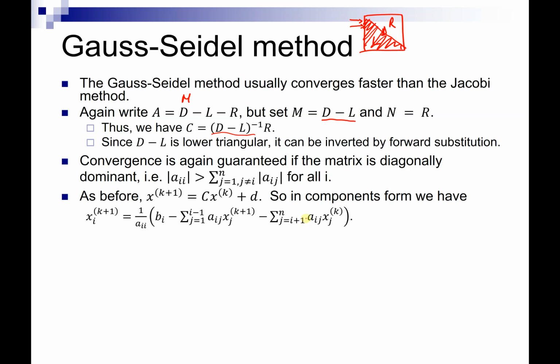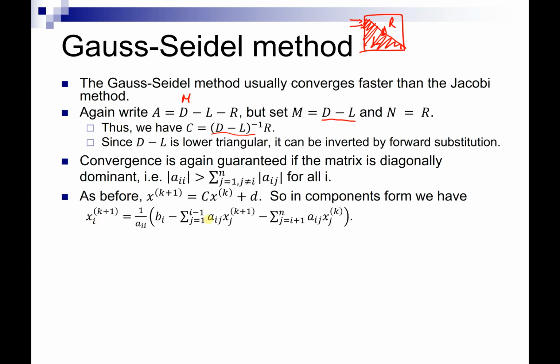Okay, and then for the second part of the sum, you're going to multiply that by x of k, which is what you computed from the previous iteration. So the way this is going to work is we're going to compute these components of x of k plus 1 one by one, for i equals 1, 2, 3, and so on. First of all, we're going to compute this for i equals 1.